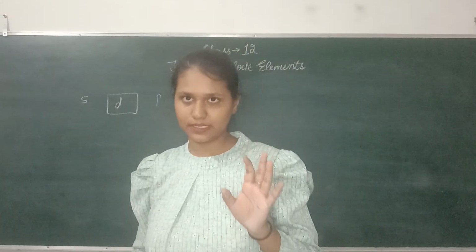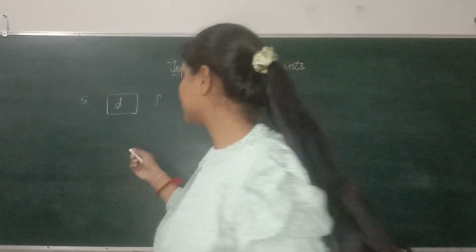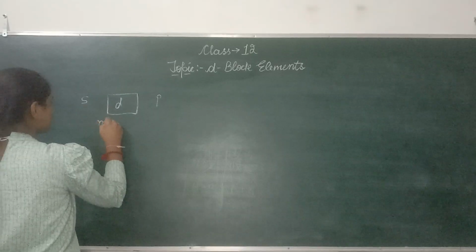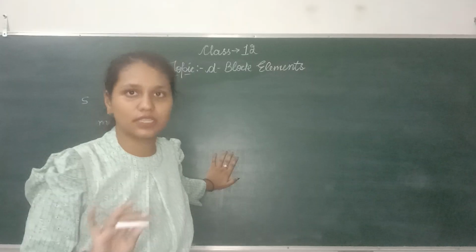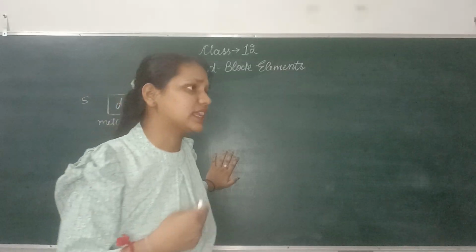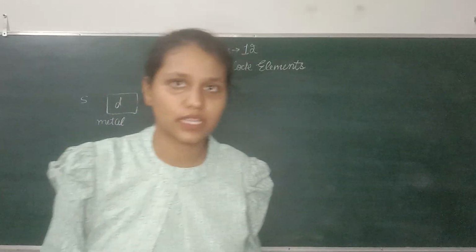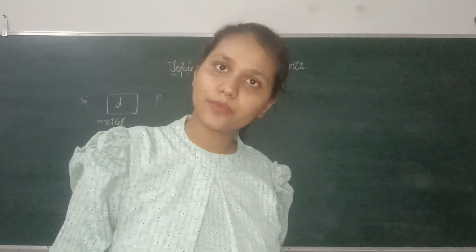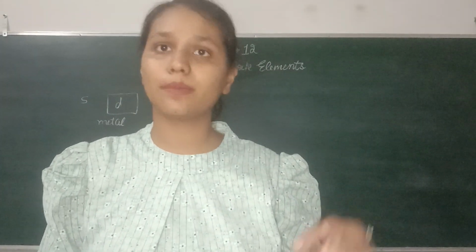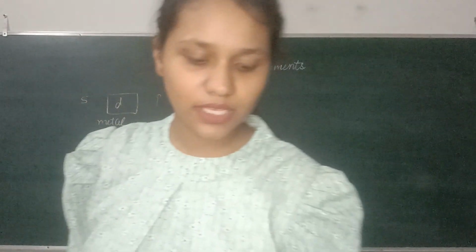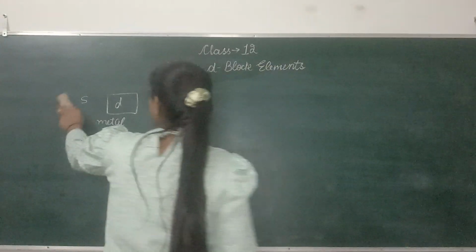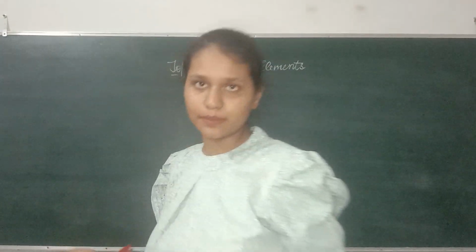And these D block elements mainly include metals, with some exceptions. In this video we have to discuss all about the D block elements: what their properties are and how they behave, how they react, which are the physical properties, what are the chemical properties, with some exceptions, and the lanthanide contraction. First of all, the question is why they are called transition elements.